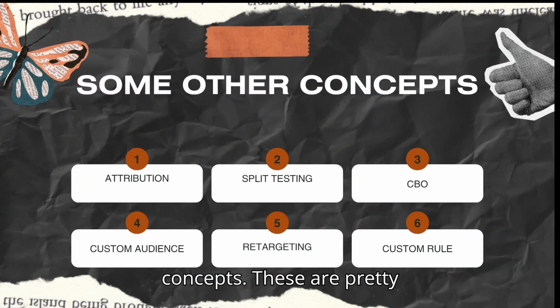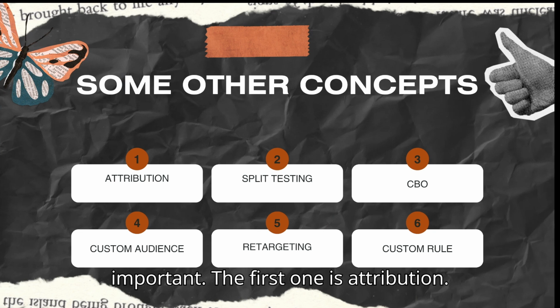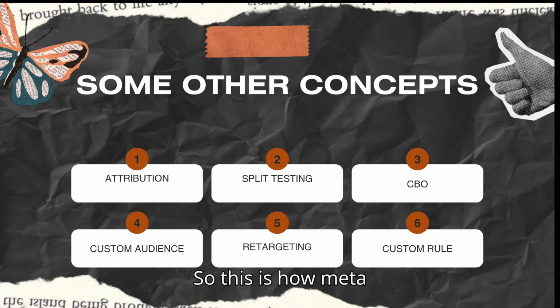Then some other concepts, these are pretty important. The first one is attribution. So this is how Meta tracks who should get credit for a conversion. Okay, so let me explain this to you in detail.